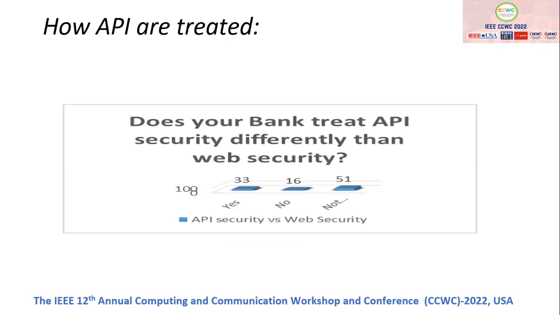We consider API security versus web security. When we studied their response, we found that only 30% say they treat API security differently from web security, and the majority, which is 51%, doesn't differentiate API security from web security. So they are treating APIs like the web. They are not differentiating, so they are not putting any extra control for API security, which is 51% of the responders.